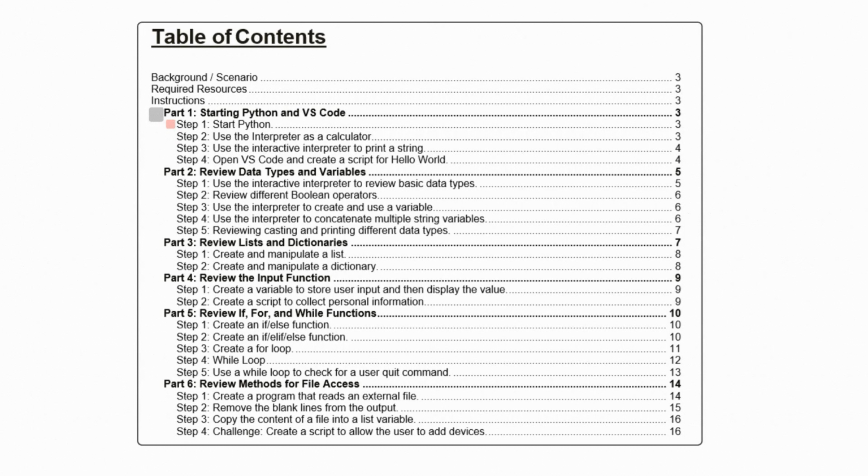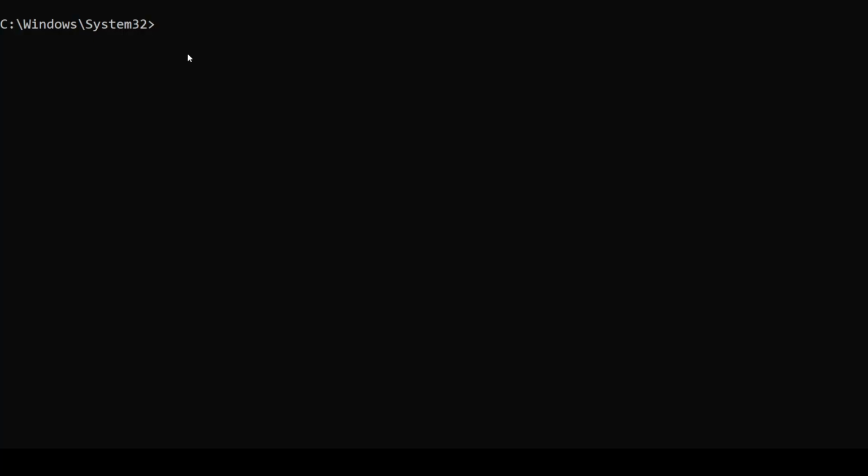Alright, in this video, we are going to practice part 1 of our workbook, starting Python and VS Code. Step 1, start Python. First we'll check the version of Python installed in our Windows by typing python -V with a capital V. So the version is 3.13.9.